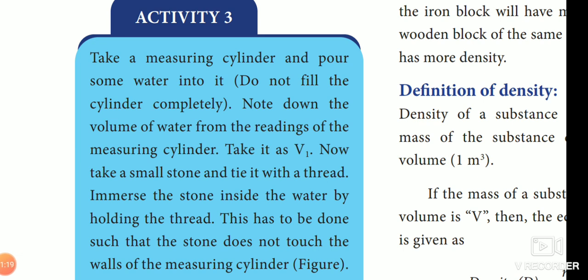look at activity 3. Take a measuring cylinder and pour some water into it. ஒரு அளவிடும் குவளையை எடுத்துக்கொள்ளணும், அதில் கொஞ்சம் வாட்டரை ஆட் பண்ணணும். சரியா? Do not fill the cylinder completely. Note down the volume of water from the reading of the measuring cylinder. Take it as V1. We have to mark it V1.